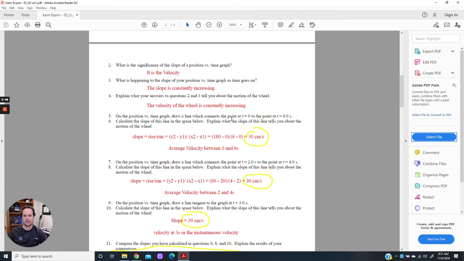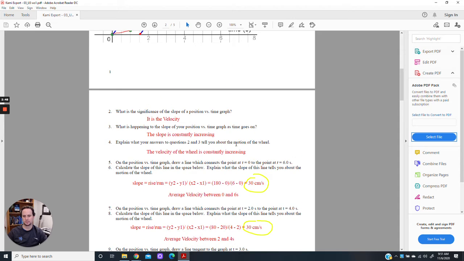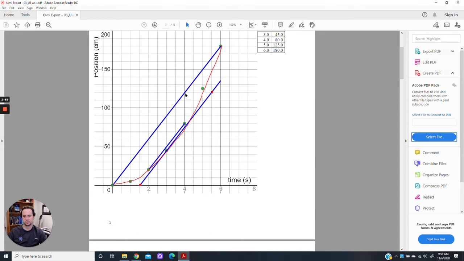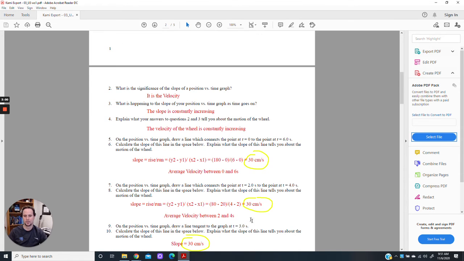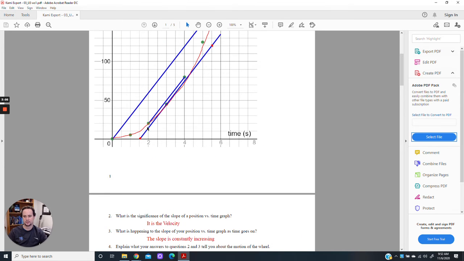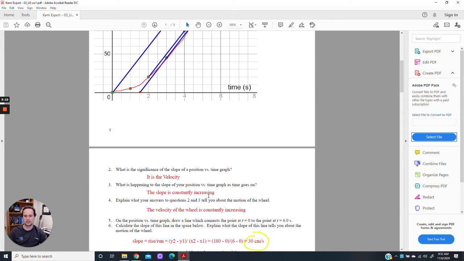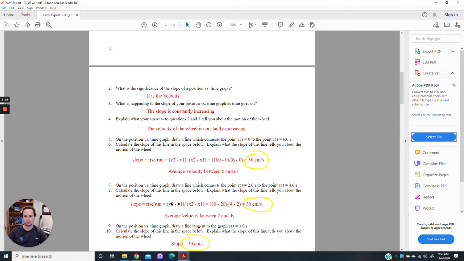When I connect the dots or draw those lines, those blue lines that are on this graph, 0 to 6 was the first one. I calculate the slope of that line. It ends up being 30 centimeters per second, and that represents the average velocity between 0 and 6. I do that for the other interval too, for question number 7 and 8. I draw the second line. That's this one here, this little one. And you can already tell that those lines are parallel. In addition to that, the slope of that line ends up being 30 as well when you calculate it. There's the calculation. And that represents the average velocity between 2 and 4 seconds.